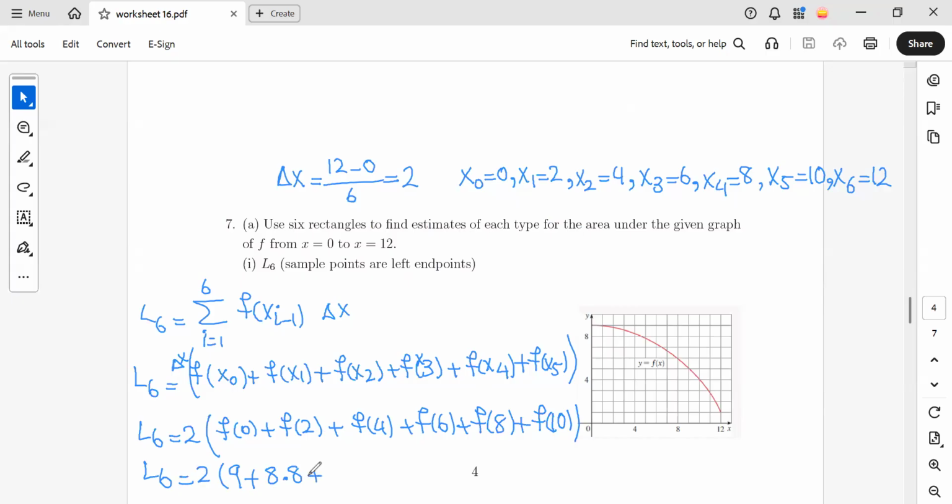8.8 I found plus 8.2, 7.3, 5.9, and 4.1. Altogether, we would have 86.6.